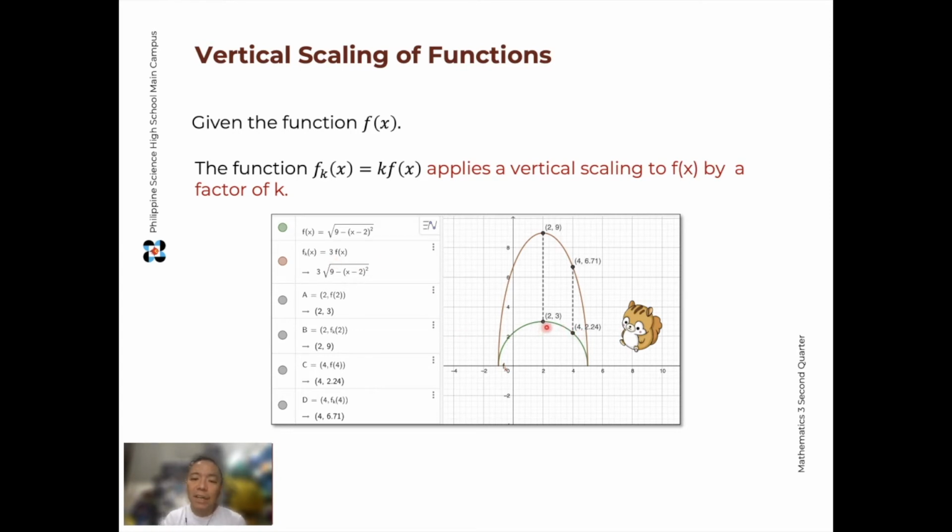See, I have a point here, (2, 3). It's the highest point of my semicircle. Pag in-apply natin yung scaling function, times 3 dun sa original function, and then that's essentially multiplying 3 to all the y coordinates of the green function. So kung (2, 3) siya, magkakaroon tayo ng corresponding point sa (2, 9) dun sa image, which is yung maroon. Mayroon akong point na (4, 2.24), something something.